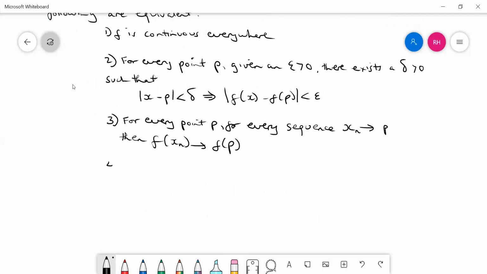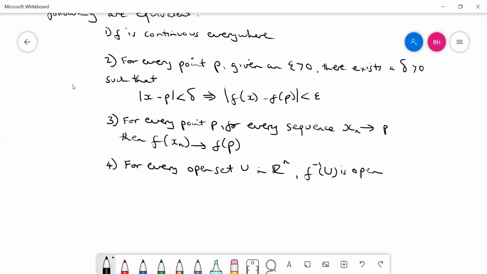And then the fourth, which is even more amazing, which links it to open sets. For every open set U in R^m, I think we had R^m, the inverse image of U is open. I might actually just write brackets there. So this is the inverse function of the set U.